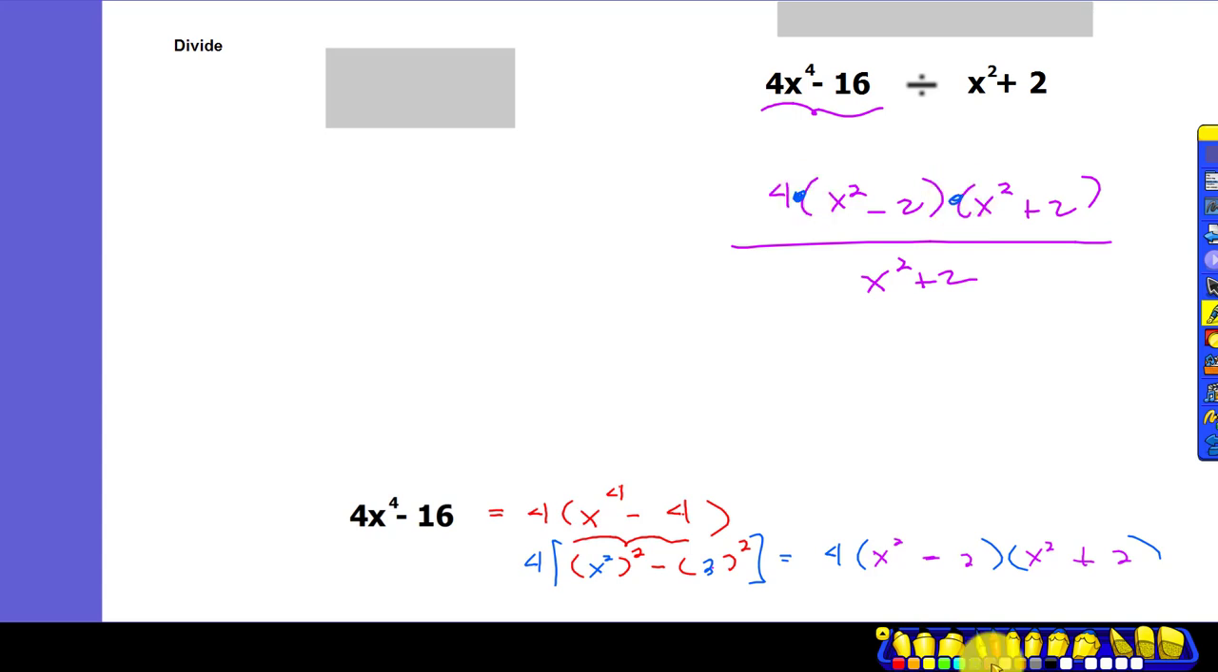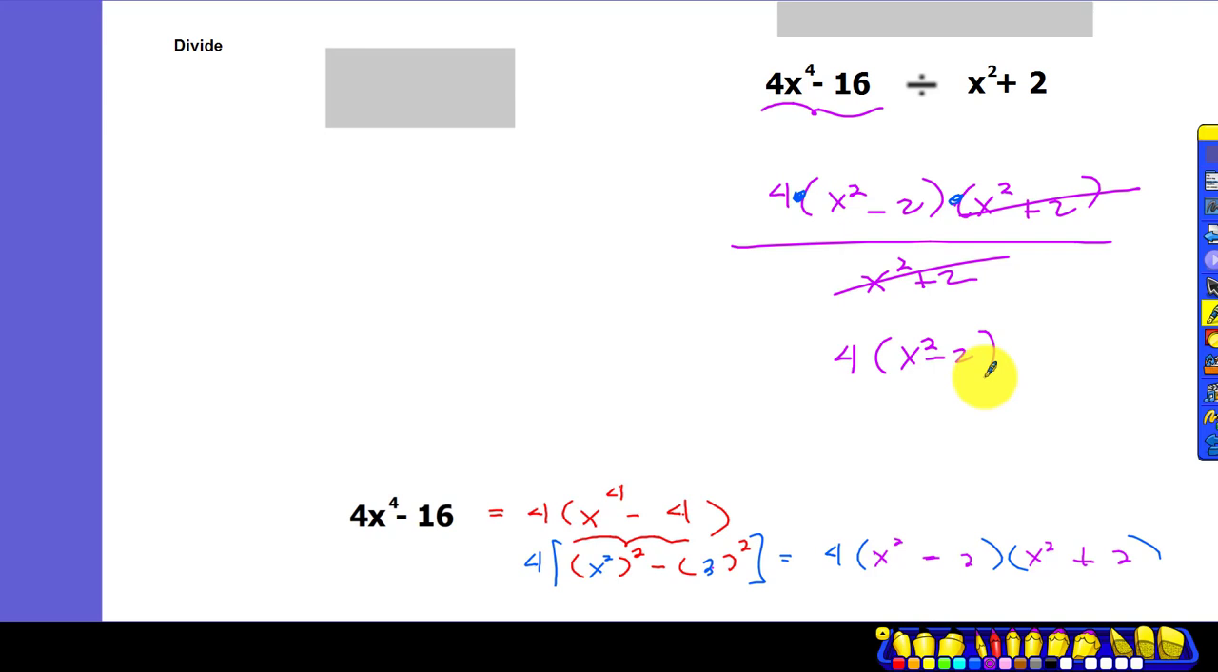So now before you cancel this, make sure that the one that you're going to cancel here is being multiplied with the rest of the expression. So this one is multiplication, so we can just cancel this and cancel this one. So the quotient or the answer for this question is 4 times x squared minus 2. So if you notice, as long as you remember how to factor, the division is just a matter of canceling the common factor in the numerator and in the denominator. Okay, so that's the only thing that we have to remember.